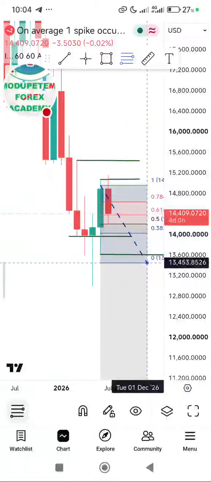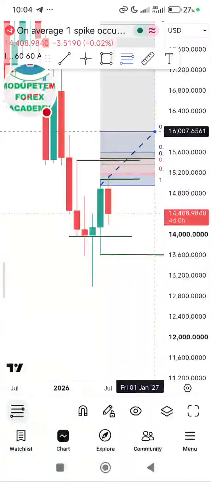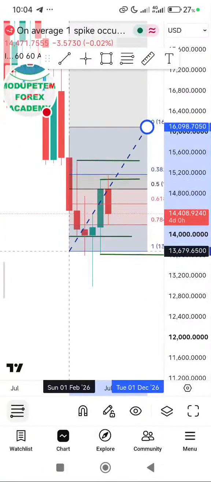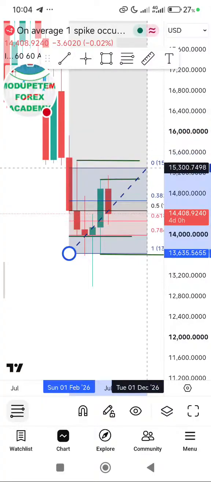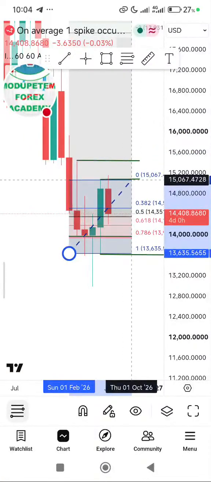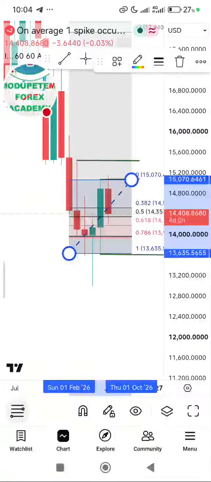Since the bullish candle is going to be up, I'm going to measure the high. Now if you look very well, they've traded above 50% already. They've traded above 50% already.